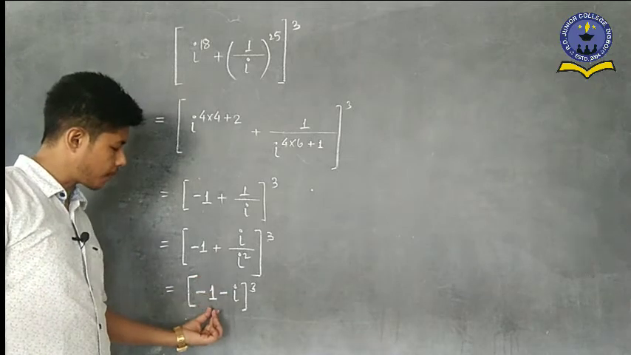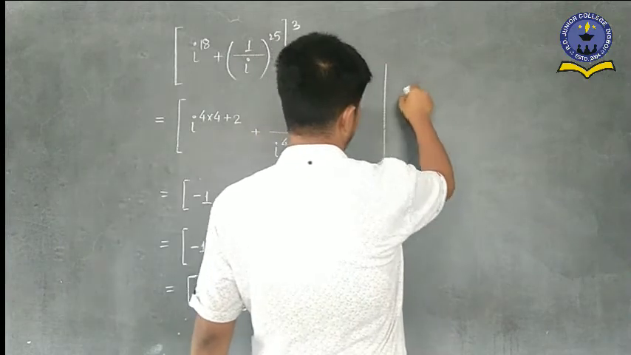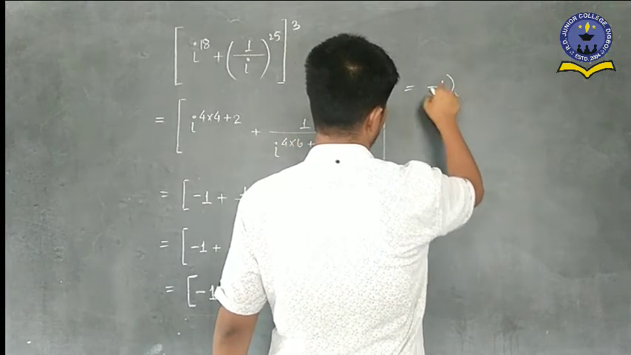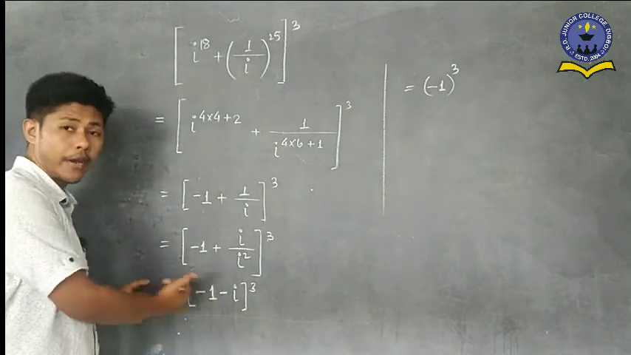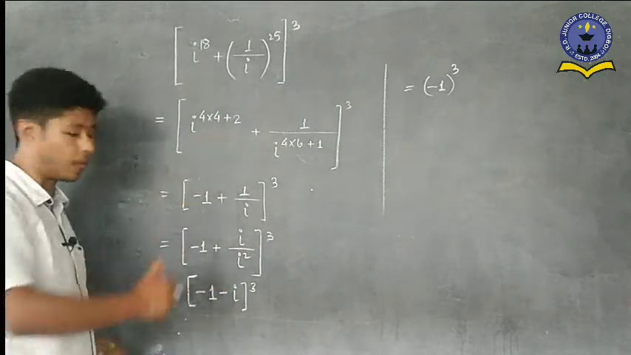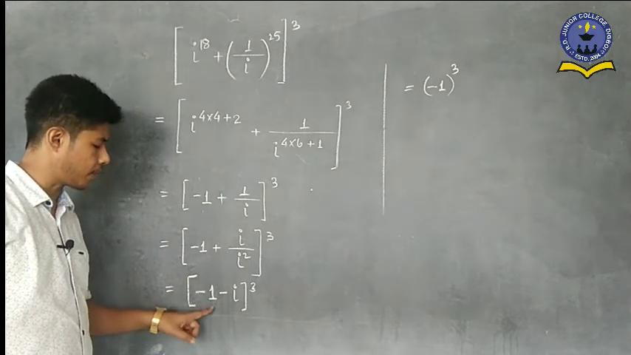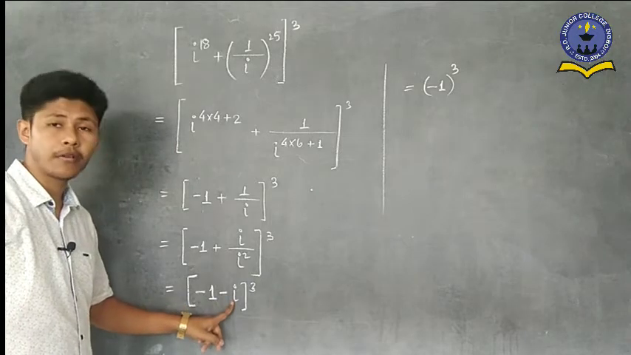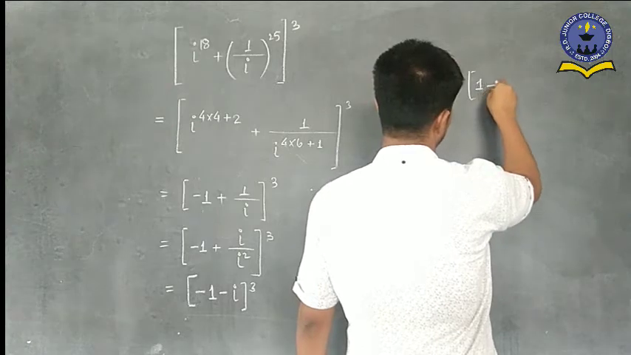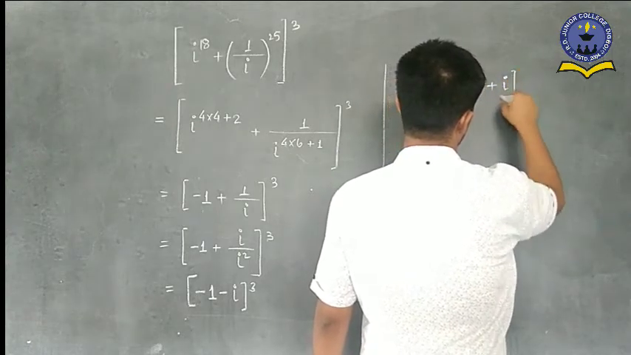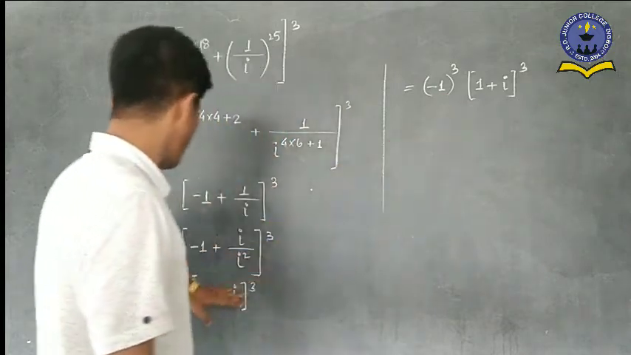So now first of all, what you have to do: if we take minus 1 common from here, then the power is whole cube here, so we have to write whole cube also. Here minus 1 whole cube. Then if we take minus common from here, what will remain here? 1. And here what will remain? Plus i. So we have to write this as 1 plus i, whole cube. Is it clear? Minus 1 we have to take common from here.